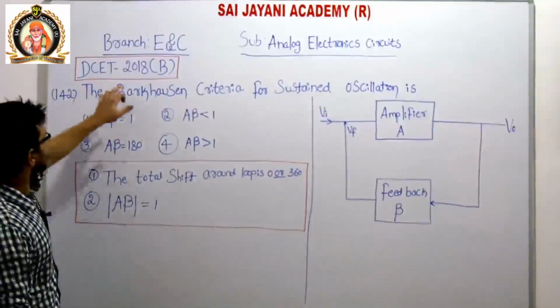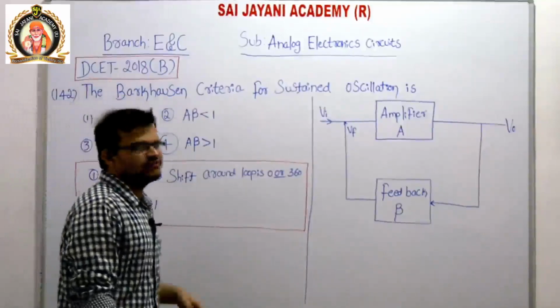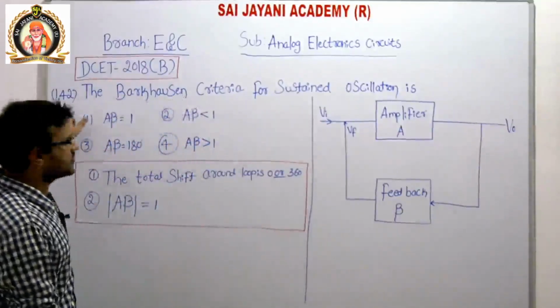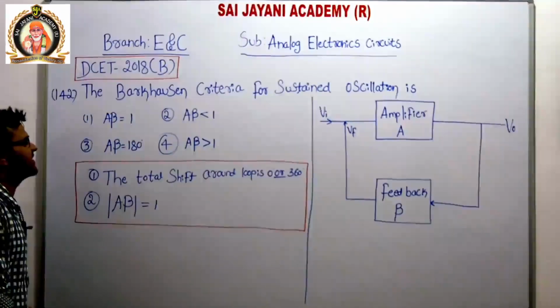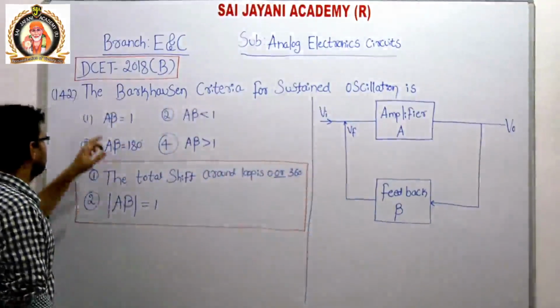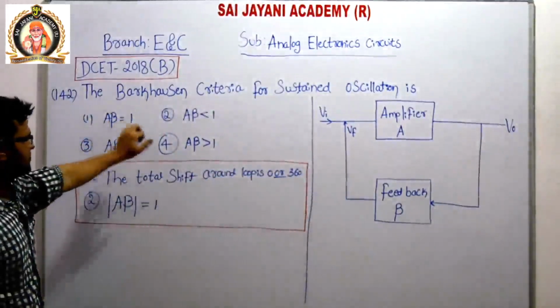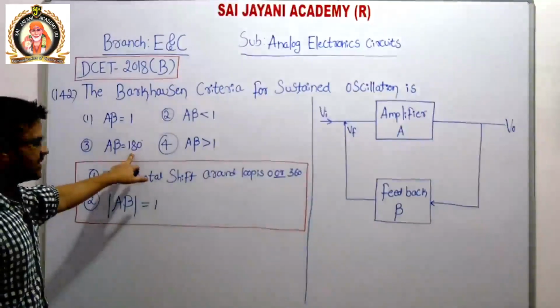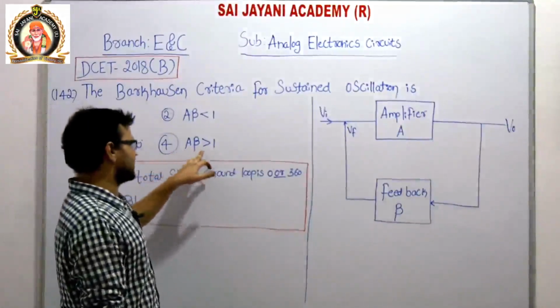For the same DCET 2018 B series, we are going to solve problems on analog electronic circuits. Question number 142: the Barkhausen criterion for sustained oscillation is, and the options are: A beta is equal to 1, A beta is less than 1, A beta is equal to 180 degrees, and the fourth option is A beta is greater than 1.